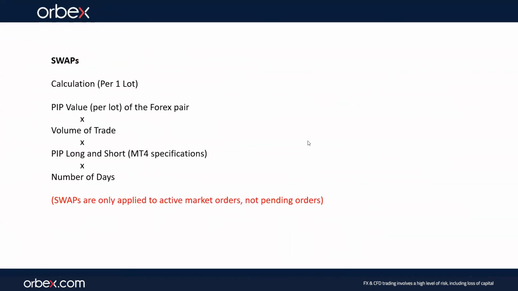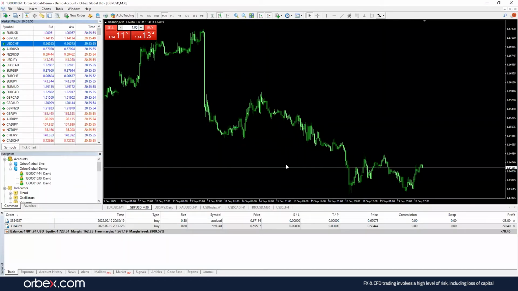So moving on to swaps. Now, a swap is a fee charged overnight if you leave your trade open. Basically, this is because the liquidity provider or the bank is charging the broker, such as Orbex, that particular overnight charge. So that's why there is sometimes a small fee applied. Now, what are these small fees?